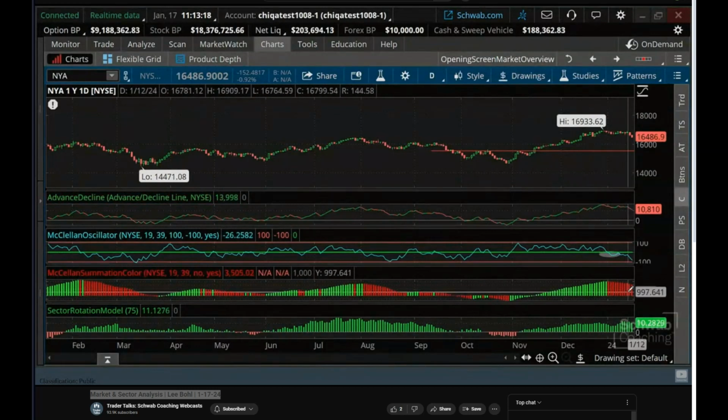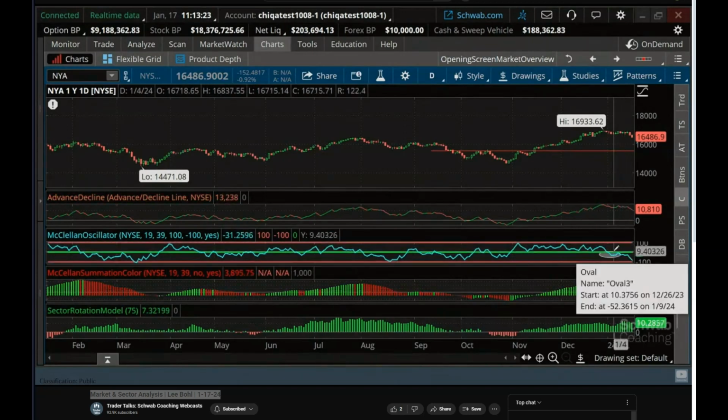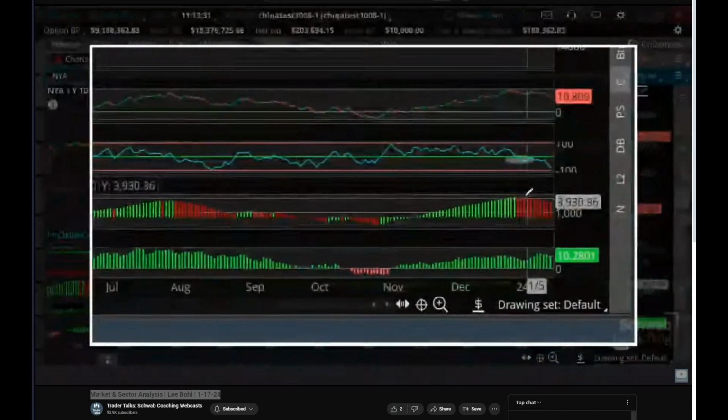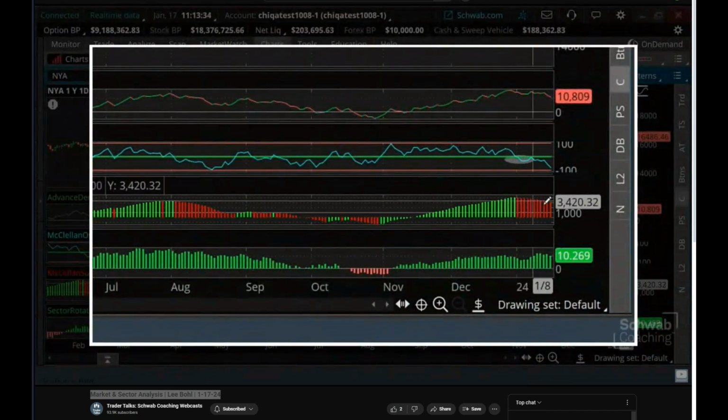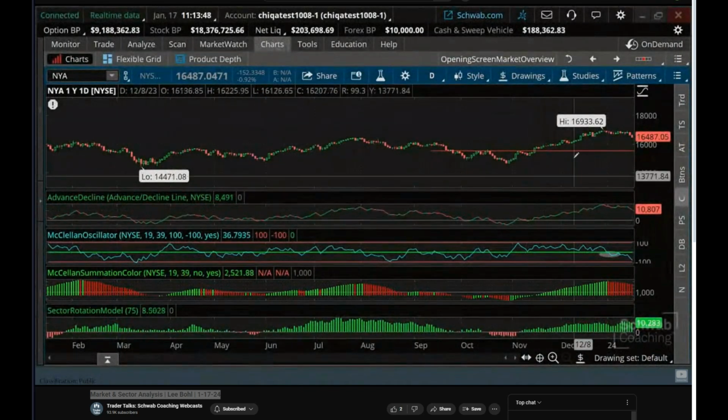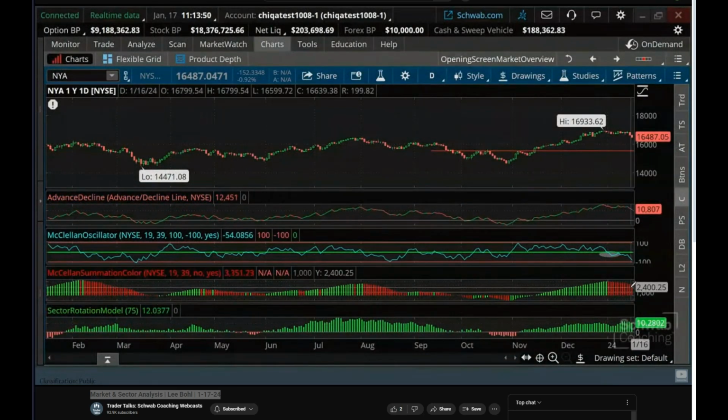What is the McClellan summation index? It is simply the running total of all the values of the McClellan oscillator. And what we like to see in a healthy market is it continuing to rise. Now, it's not falling hard, but you can see the momentum is waning a little bit. The longer term signal is if this ever broke zero. You can see it broke zero right here. We went a little sideways and then we started going down. Once it went back above zero, we started going back up.